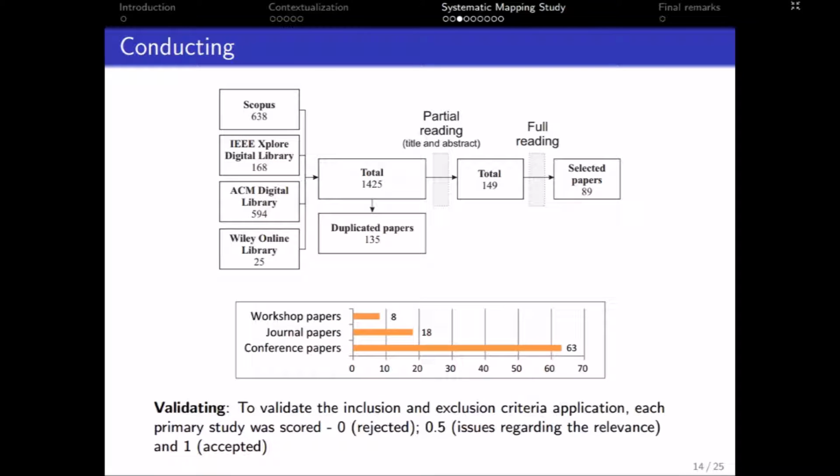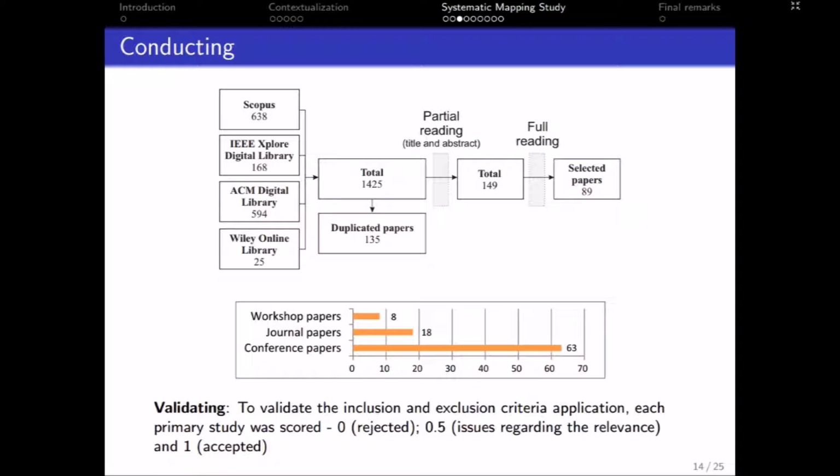In the conducting phase, the primary studies were identified in the databases. Scopus returned a large set of studies, 638. IEEE, ACM, and Wiley returned 168, 594, and 25 respectively. This figure shows the distribution of papers retrieved in each search database and after applying the inclusion and exclusion criteria in the reading process.